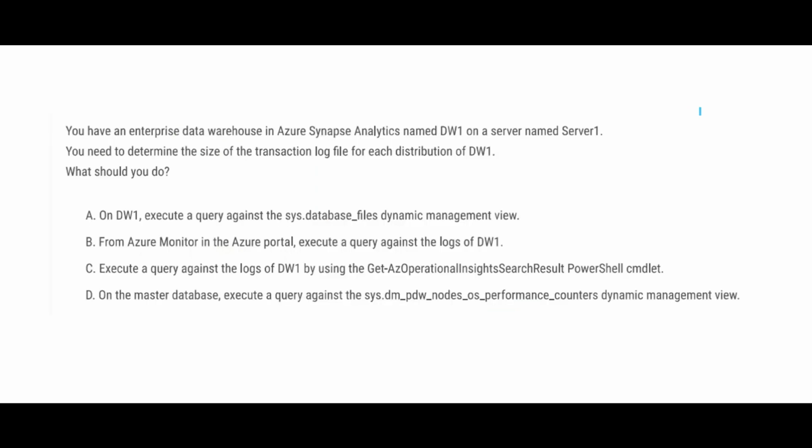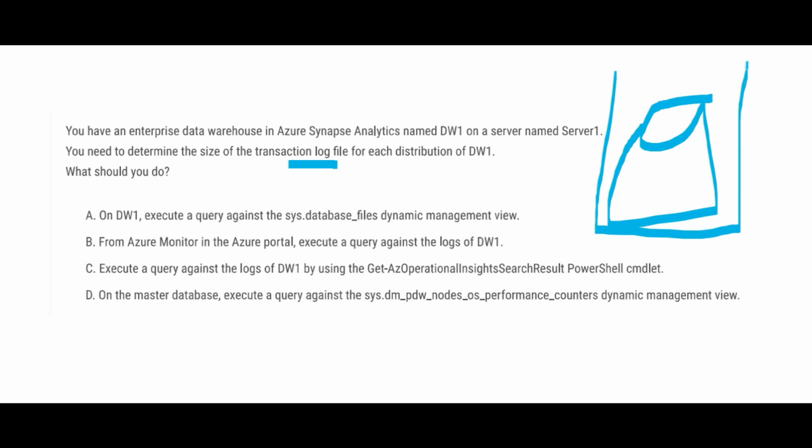In this question, you have an Azure Synapse Analytics database, and it is on a server one. You need to determine the size of the transaction log file for each distribution. So this is the server. This is server one, and you have a database DW1 here. Okay, and then you need to check the transaction log file.